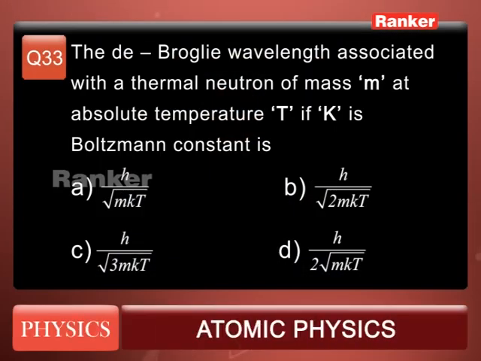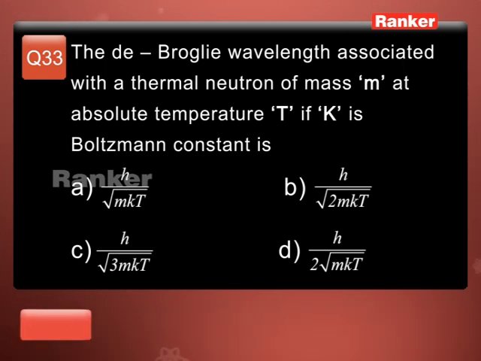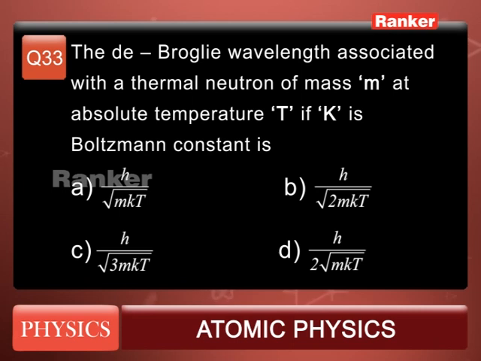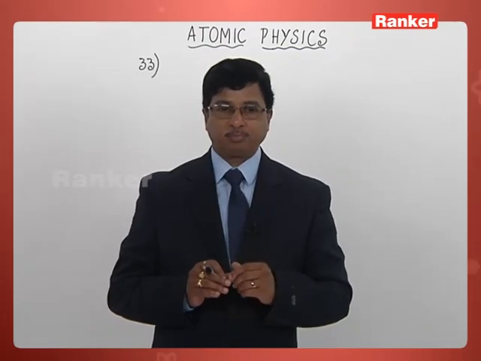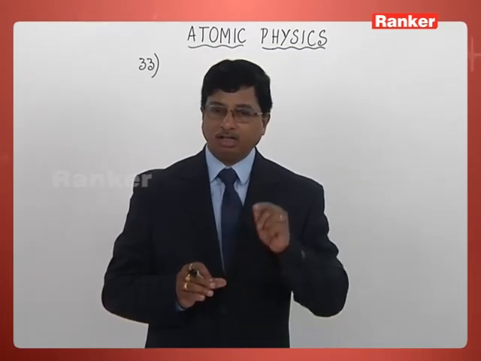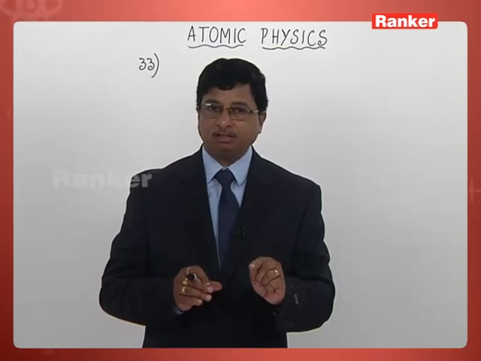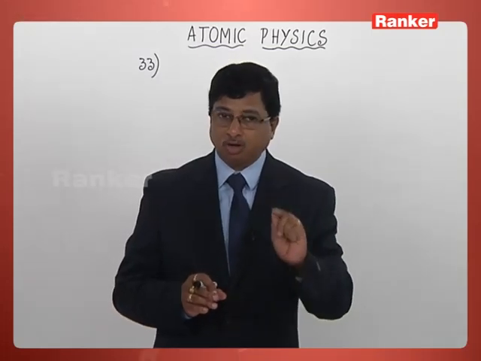First option is h by under root m kT. Second option is h by under root 2m kT. Third option is h by under root 3m kT. And fourth option is h by 2 root m kT. So what is the correct option out of the 4? He is asking you to calculate the de Broglie wavelength of a thermal neutron.